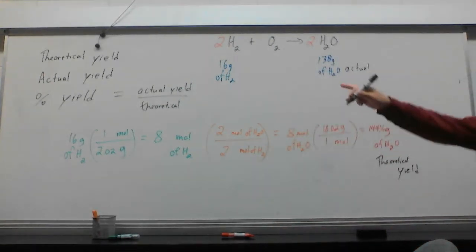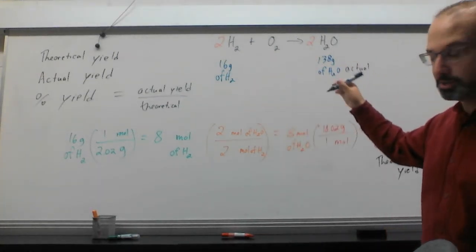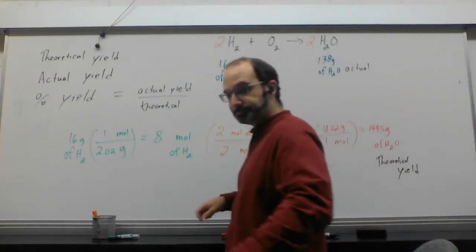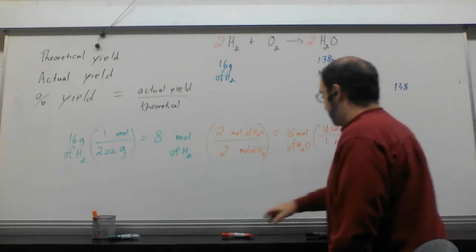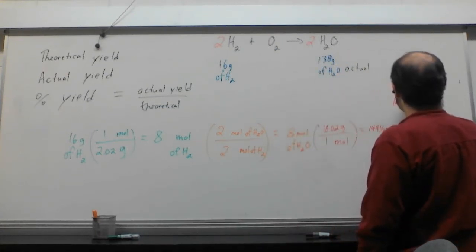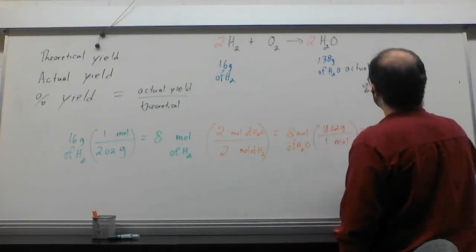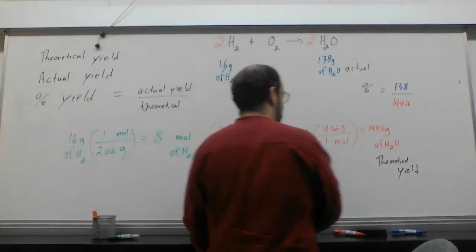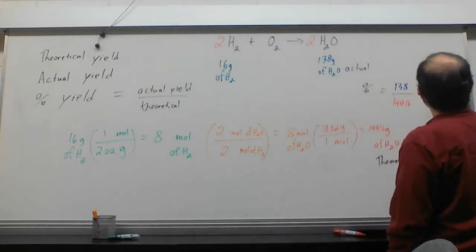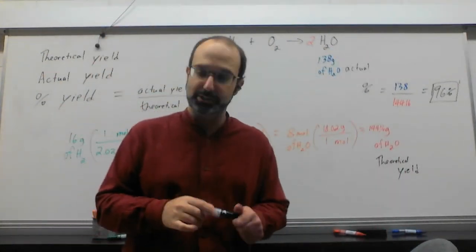Now, as the equation tells us for this particular unit, actual divided by theoretical, that'll give us our percentage. All right, so we're going to take our 138, and we're going to divide it by our 144.16, and that should give us our percentage. We plug all that together, and we're going to get 96%. So this is going to be 96% efficient. And that's it. That's what theoretical and percent yield is.